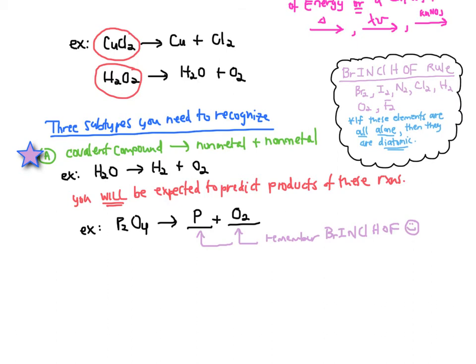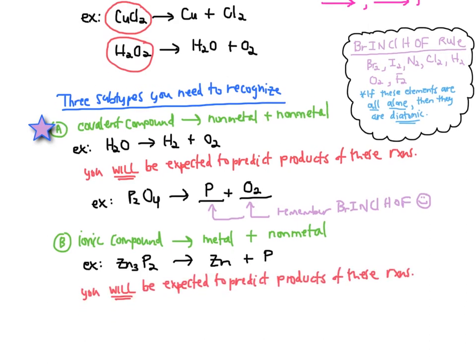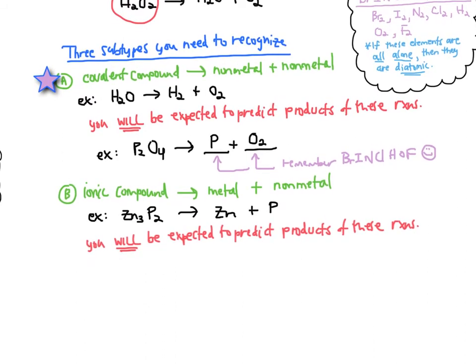All right, so you would also be expected to recognize when an ionic compound breaks down into a metal and a nonmetal. For example, zinc phosphide, when it undergoes decomposition, because it's one reactant, it will break into two products, zinc and phosphorus. And again, you need to remember Brinkelhoff on these. Phosphorus is not a Brinkelhoff element, nor is zinc, so we don't have to worry about making it diatomic. And of course, you will be expected to predict the products of a reaction like this. So we'll put a star next to it, and let's do an example.